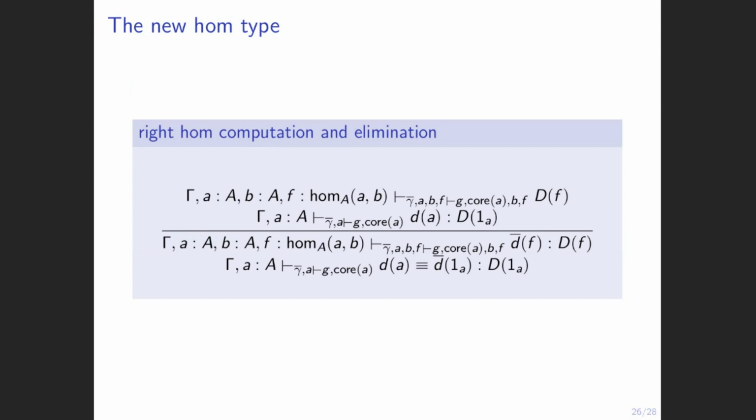And similarly, we have a right hom computation elimination rule. And we now say explicitly that the dependency of D must be on A in a core kind of way, and on B in a regular kind of way, in a non-annotated kind of way. And this inhabitant that we need must be dependent on A also in a core kind of way. So we are just removing the core that was above the A into this annotation.